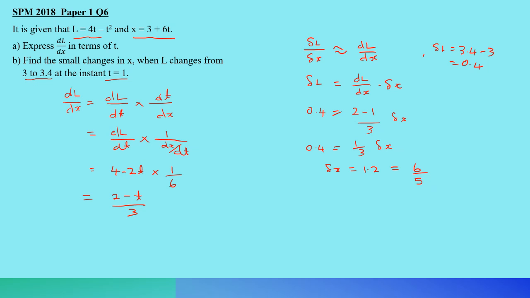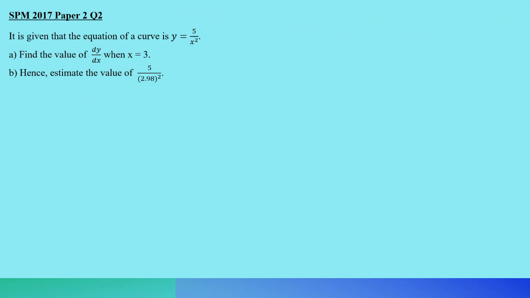This is a straightforward question in paper 1. So now let's look at a question in paper 2, a bit more complicated. You are given the function y is 5 over x squared. First, they ask you to find dy dx when x is 3. So part A, y is 5 over x squared, or you can write it as 5x to the power negative 2 and do your differentiation. Recall how you do your differentiation: negative 10x to the power negative 3.